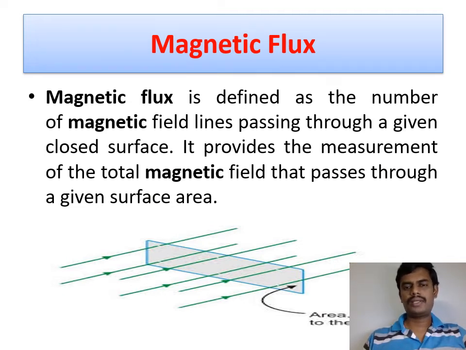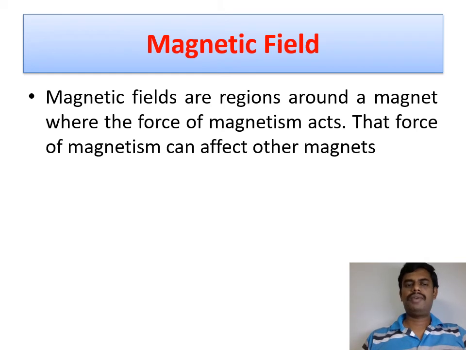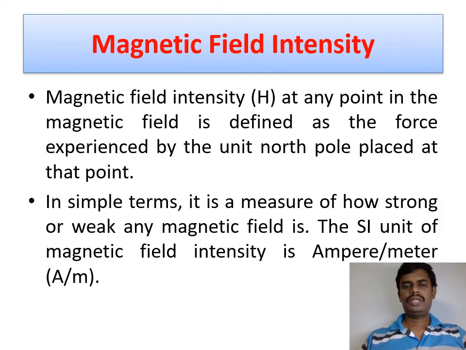Same as electric flux, here also the total number of magnetic lines of force present is nothing but magnetic flux. Magnetic field is the region around a magnet where the force of the magnet acts, with which it can attract or repel another magnet. Next, magnetic field intensity. It is nothing but the force which is experienced by a unit north pole placed at a particular point.